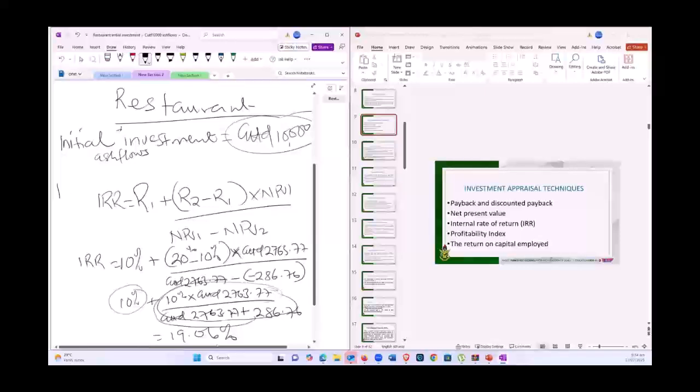You have to understand, please check the formula. The R2 minus R1 times NPV1 over NPV1 minus NPV2 is a ratio. It's a different term. The R1 is a standalone term, so it is not 10% plus 10%. No.